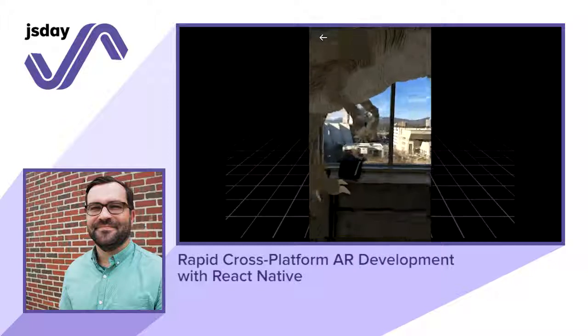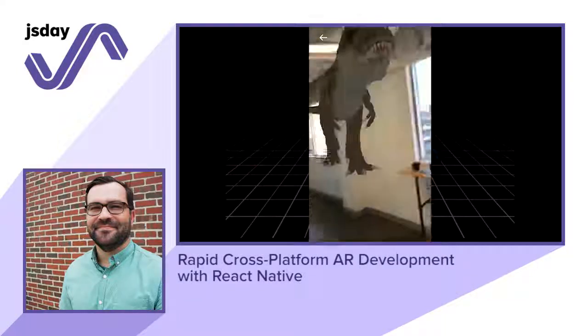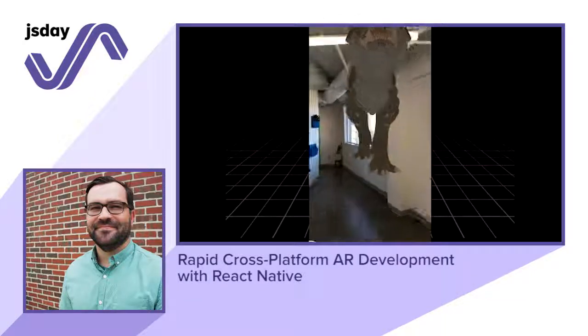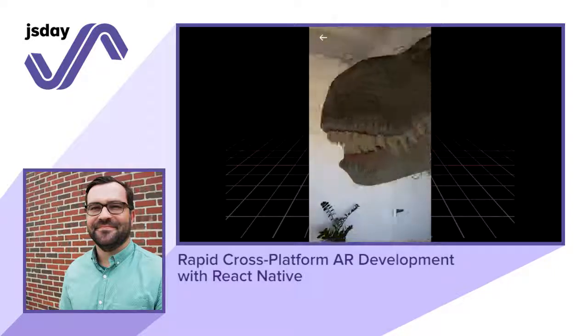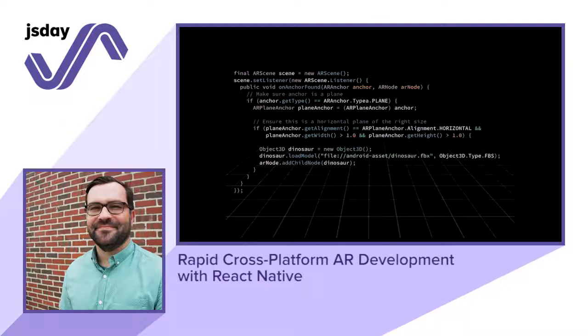But just to give you a quick overview of what something like that might look like if you were to do this natively. The example I'm going to show is in Java, but it'd be a very similar process in Objective-C or Swift or something like that. So you don't necessarily have to follow everything going on here, but just to give you an idea, first we're going to create the scene. We're going to set a listener, and it's going to listen for when an anchor is detected, which is basically just anything that it can detect.